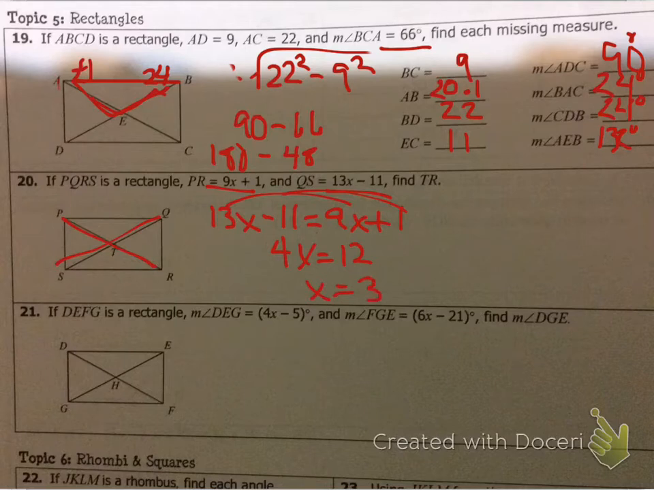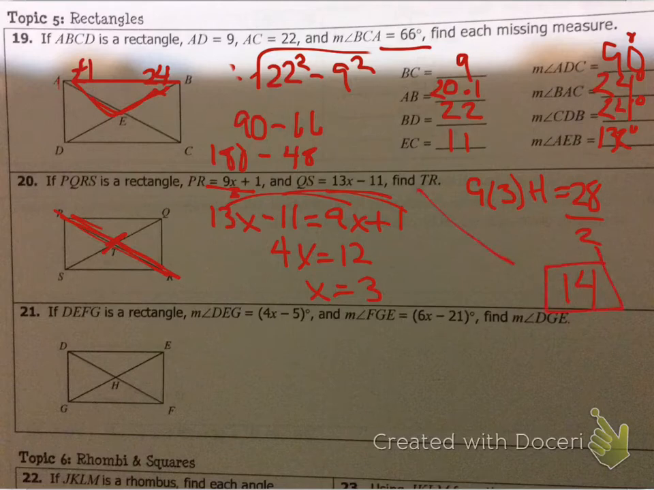Okay, so again, for my CPs, I would probably say that's it. For my pre-APs, well, let's find out what TR is. So I would plug that back in. PR, 9 times 3 plus 1, that's 28. That's this whole thing. This is half of that. So divide that by 2, and you get 14 for TR. Okay? Let's look at number 21. It's a rectangle. They tell you that angle DEG is 4x minus 5.